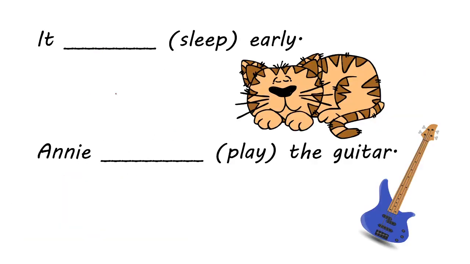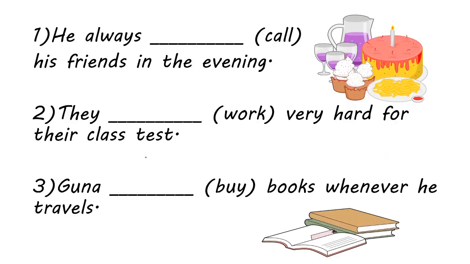Now, here it dash early. So here the subject is it, and it is third person singular, and for third person singular we are going to add s or es along with the verb. So it sleeps early. Annie plays the guitar, because Annie here is she. And for third person singular, we are going to add s along with the verb. So Annie plays the guitar.